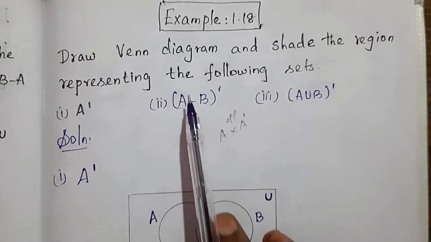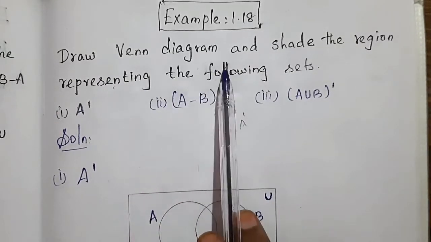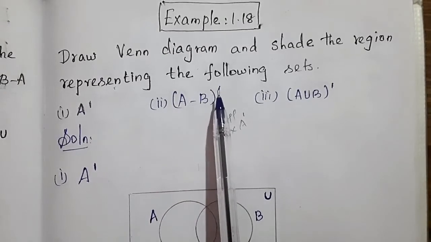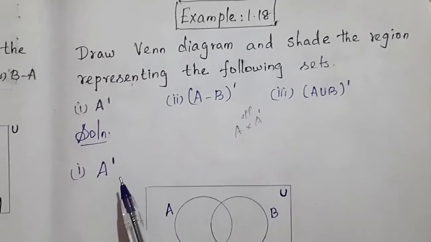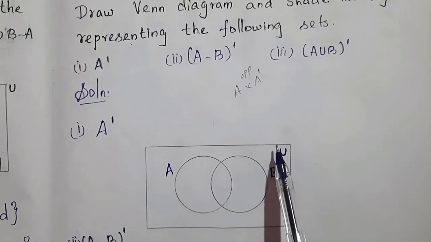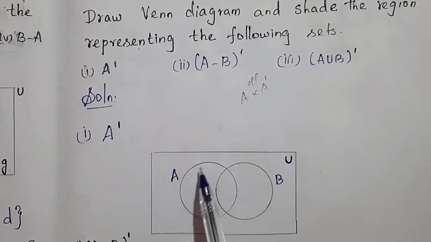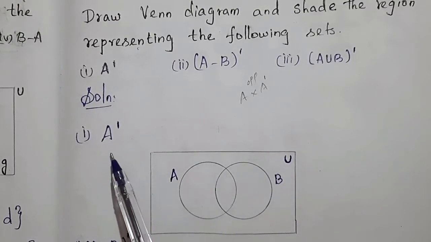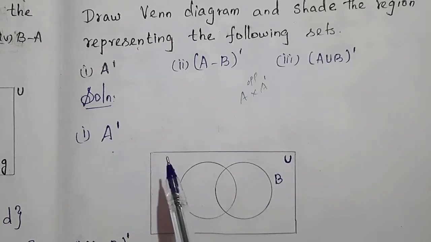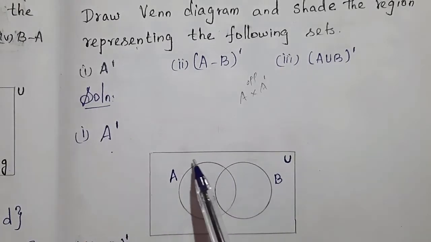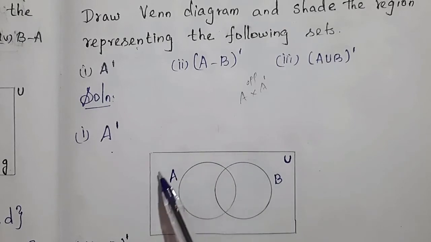See students, example 1.18, draw Venn diagram and shade the region representing the following sets. So there are three parts, we can do one by one. First one, A complement. So I took this as universal set U, then this is set A, this is set B. Our question is we have to draw A complement. So what is the meaning of A complement? A complement meaning is we should not take A, we can take remaining all the elements.